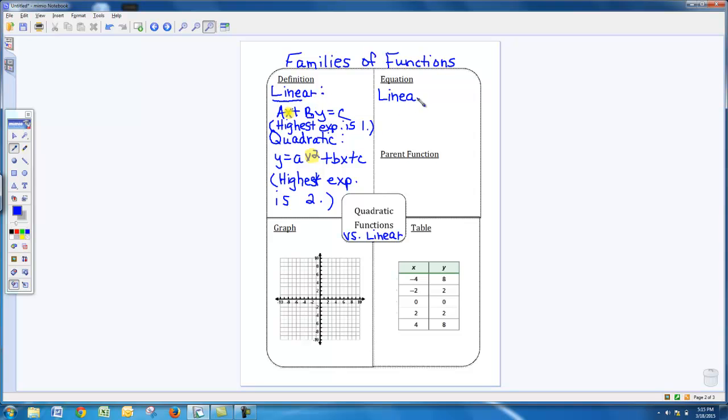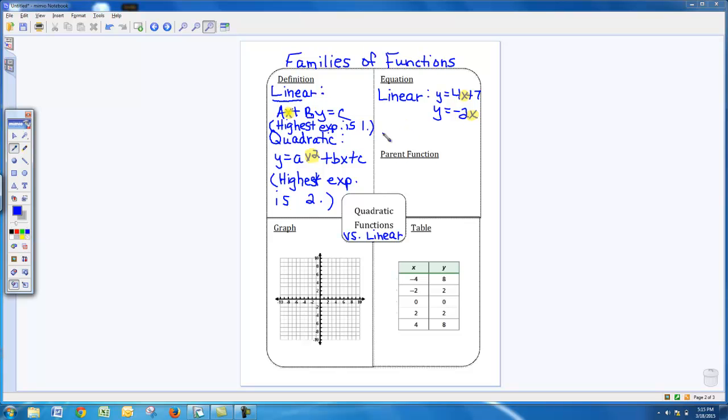Okay, let's look at some examples of some linear equations. I'll just give you a couple examples of linear equations. We could have y equals 4x plus 7. That's linear because the highest exponent on the variable is a 1. We could also have y equals negative 2x. That would also be linear because, again, the highest exponent on the variable is 1.